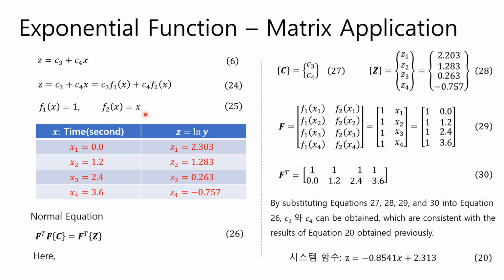The C matrix of normal equation 26 obtained in the previous video can be expressed by equation 27. The Z matrix can be calculated by equation 28. The F matrix can be calculated by equation 29. And the FT matrix can be calculated by equation 30. By substituting all four equations from equations 27 to 30 into equation 26 and finding the unknown coefficients C3 and C4, the linear system function equation 20 can be obtained, which can be seen to be the same as the result obtained without using the matrix previously.